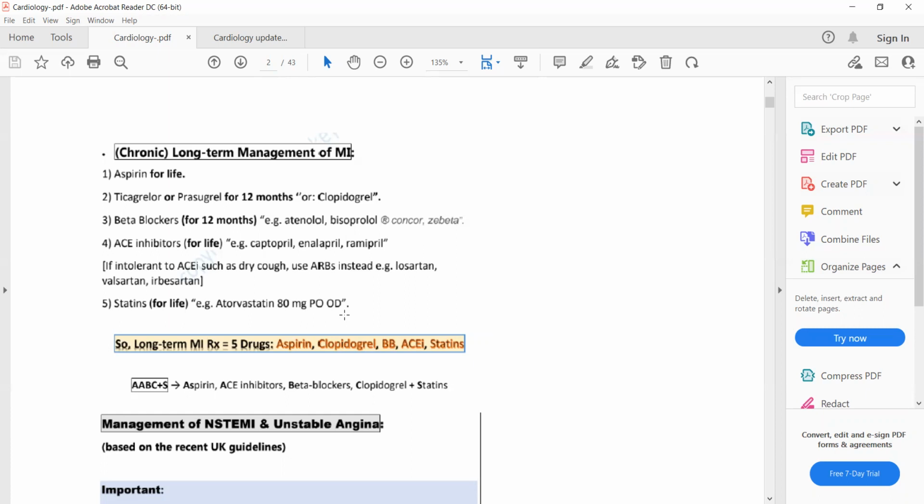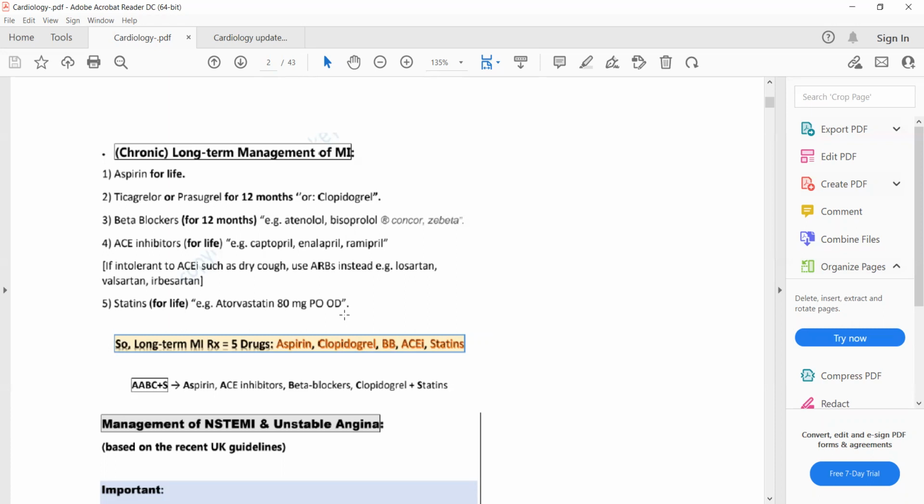While in case of MI, aspirin for life, and clopidogrel or ticagrelor is our choice. Ticagrelor or prasugrel is our choice in case of MI, for 12 months. But if there is increased risk of bleeding, such as patients who are already taking anticoagulants such as warfarin or direct-acting apixaban, then clopidogrel will be used.